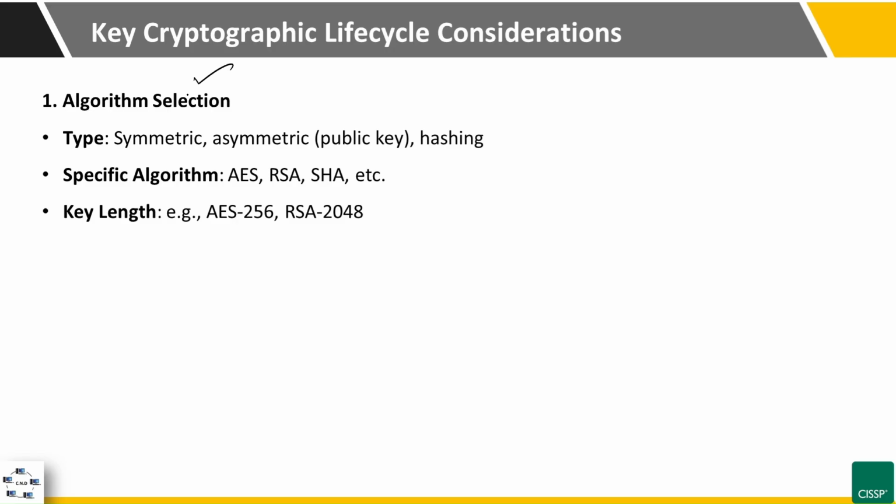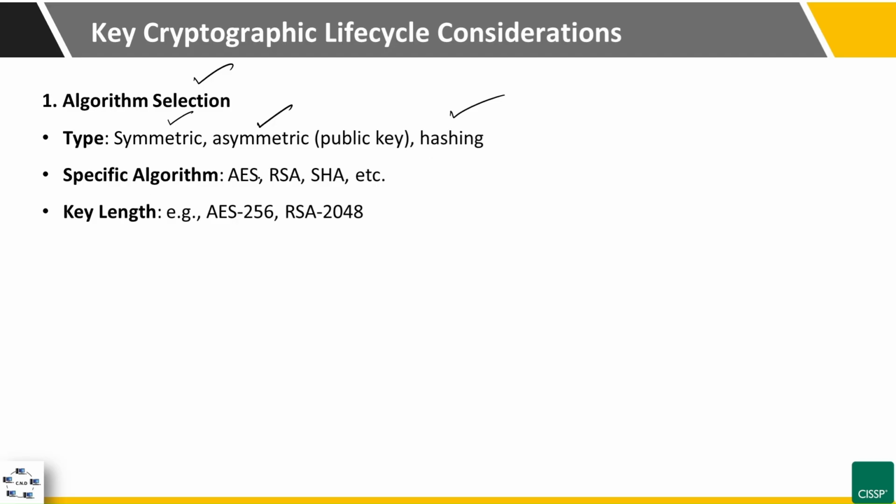First one is algorithm selection. We have multiple types of cryptography algorithms. It may be symmetric, which uses the same key for encryption and decryption. We will study these in detail in the upcoming slides. Asymmetric is public key cryptography, in which we have two keys, one public and one private. And then hashing is a one-way cryptographic function in which we convert variable-length data into a fixed-length hash. It is mainly used for integrity, as we already studied.